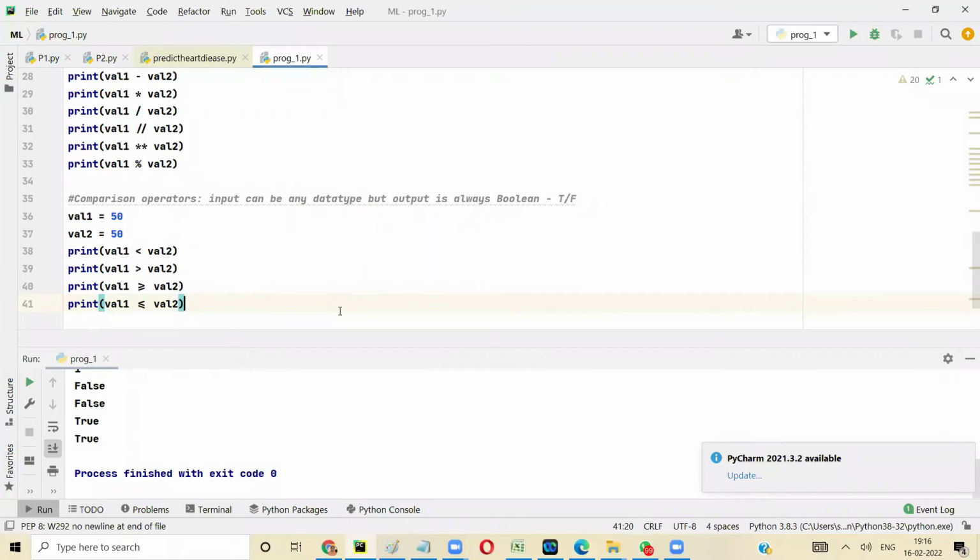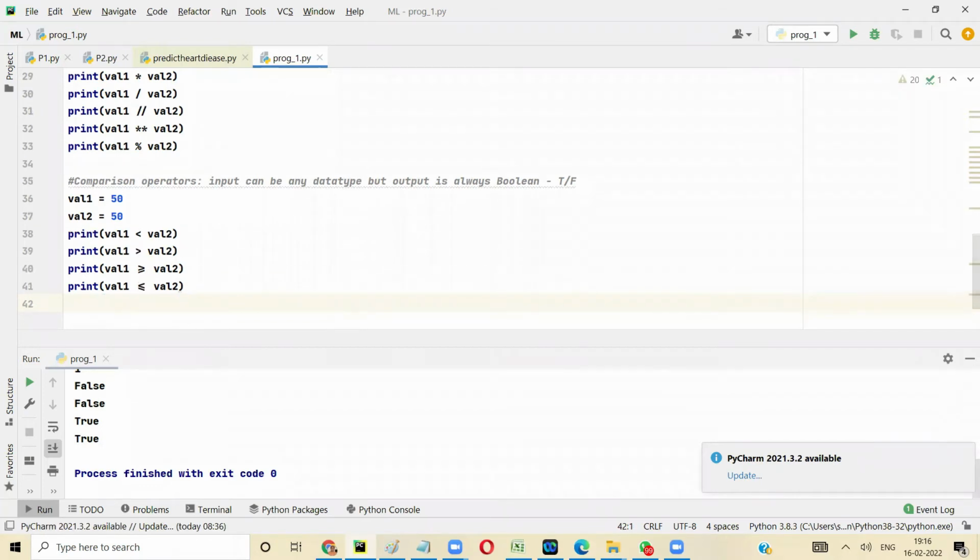So this is how you do less than, greater than, greater than or equal to, less than or equal to. Now equal to. Print val1 equal to val2. When you give a single equal to, it is called the assignment operator. You are assigning the value. When I say a equal to 5, this is what I use. But here it is not assignment. It is asking a question.